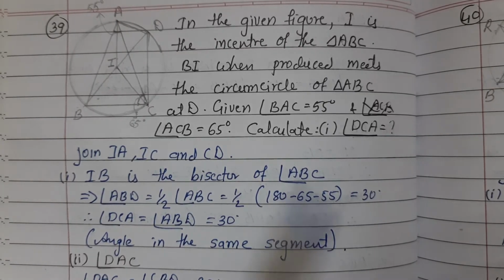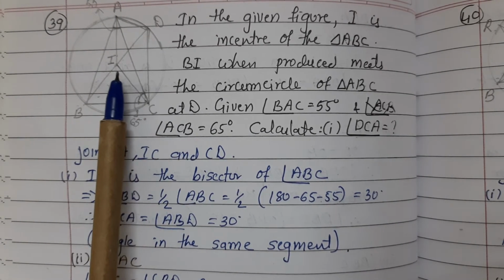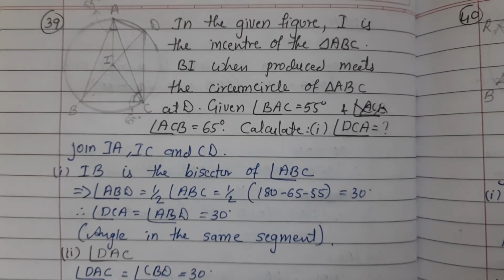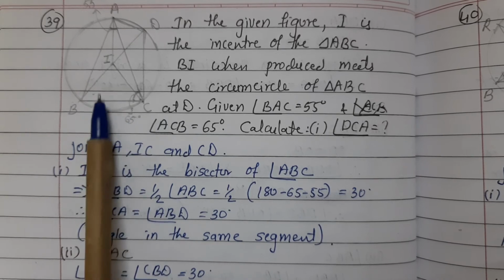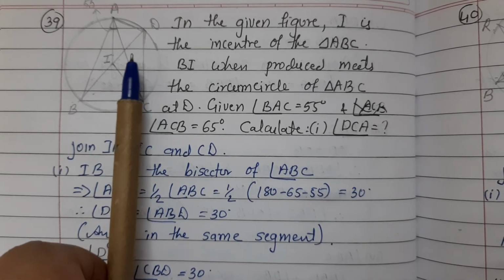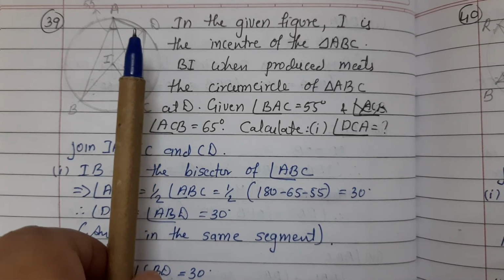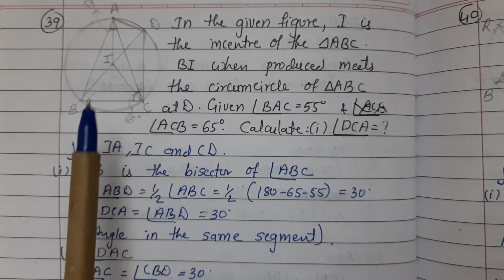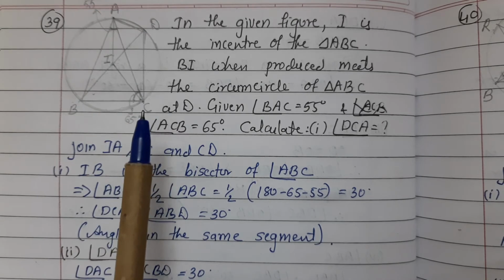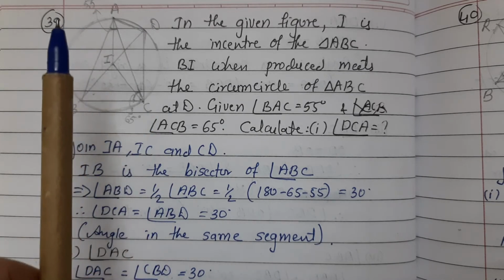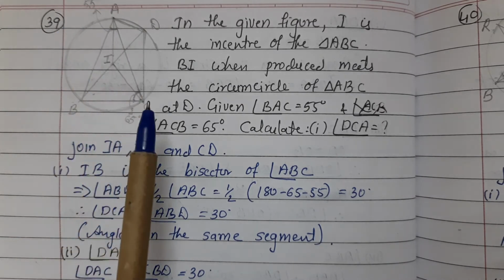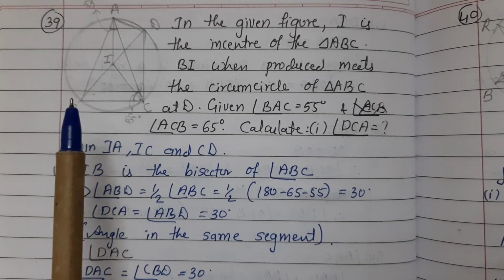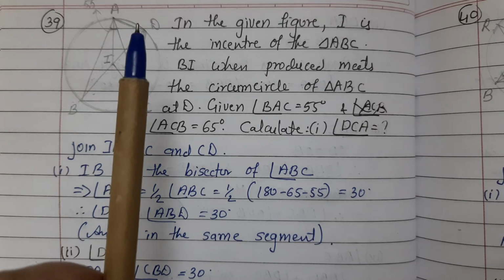Sum number 39. In the given figure, I is the in-center of triangle ABC. BI, when produced, meets the circumcircle of triangle ABC at D. Given angle BAC equal to 55 degrees and angle ACB equal to 65 degrees. Calculate, first part, angle DCA.